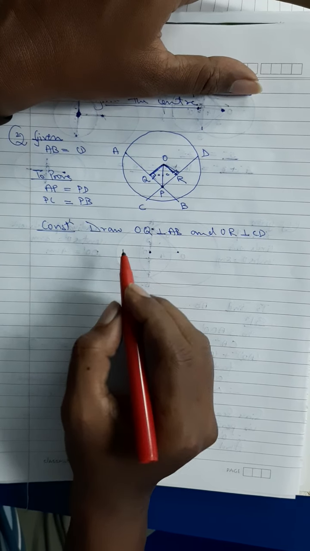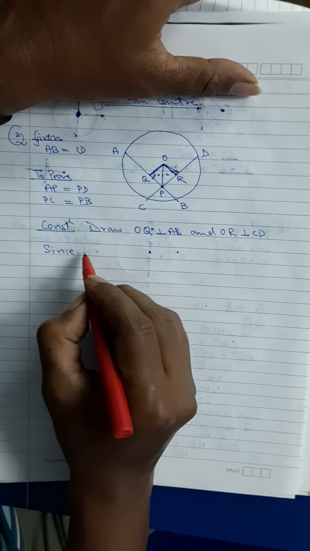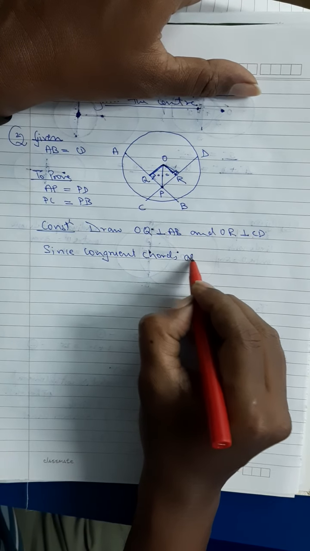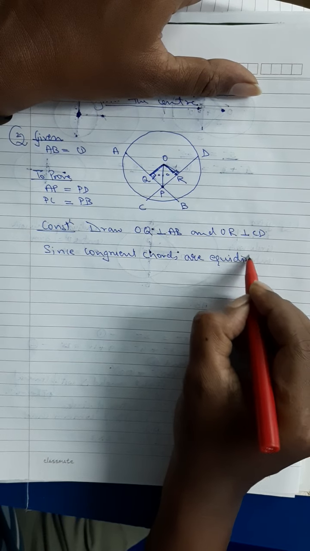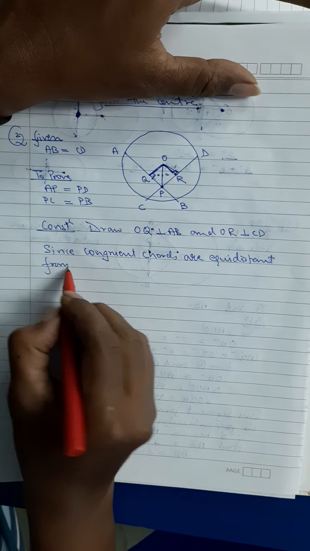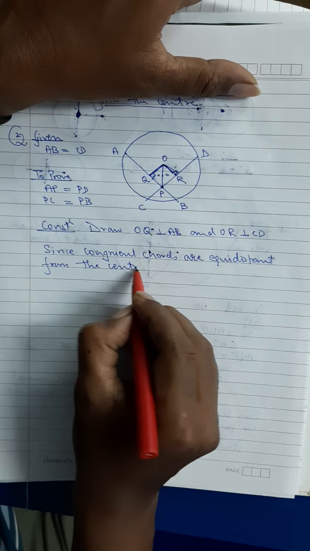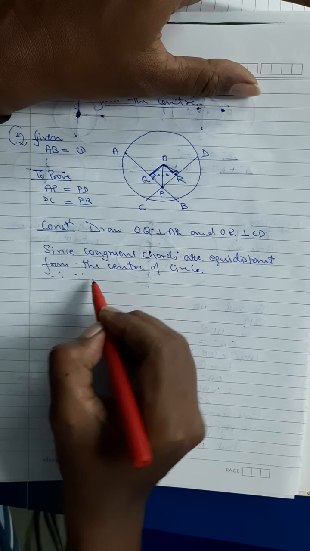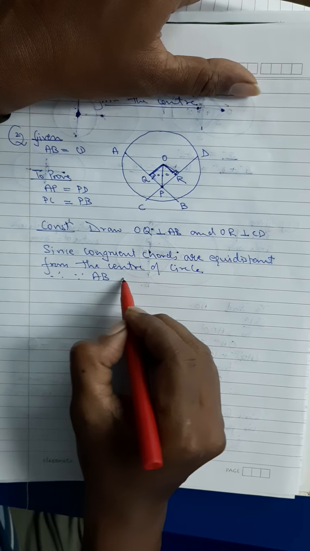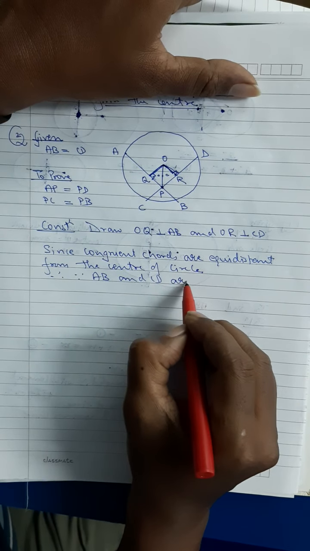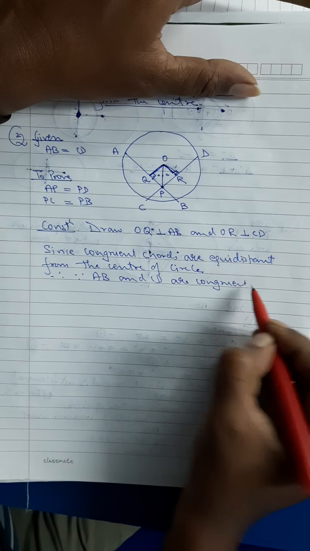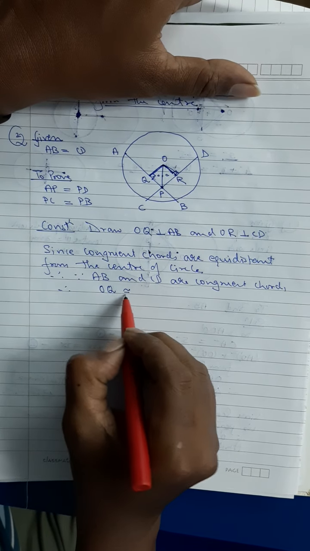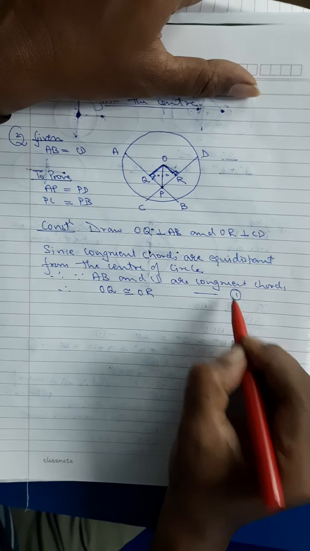Now I will apply the theorem. Since congruent chords are equidistant from the center of circle, therefore, since AB and CD are congruent chords, therefore OQ will be congruent to OR. Let this be first point, right?